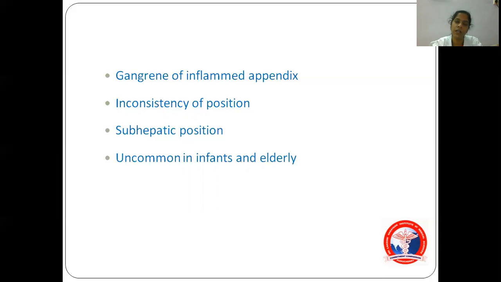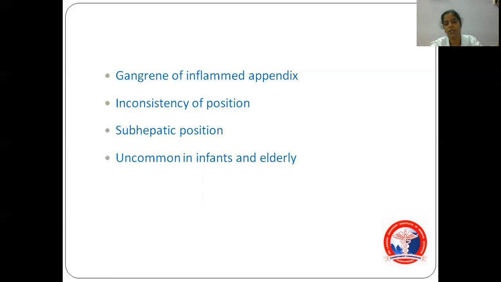So how can we identify the base of the appendix? All the tinea meet at the base of the appendix, so trace the tinea and you will end at the base of the appendix. So position is very important. The subhepatic position is the most difficult to identify. Appendicitis is mostly uncommon in infants and elderly people, so in infants and elderly, appendicitis is very rare. In middle-aged adults, they will be affected more.